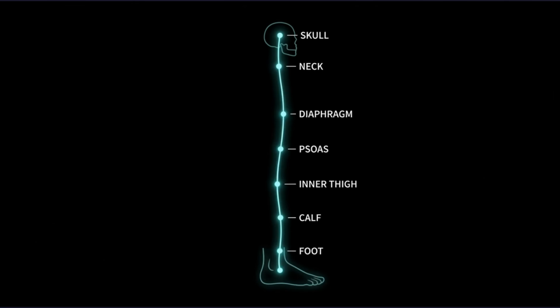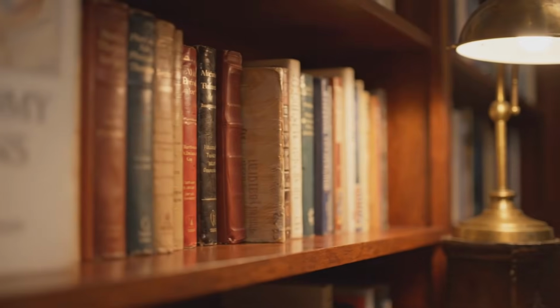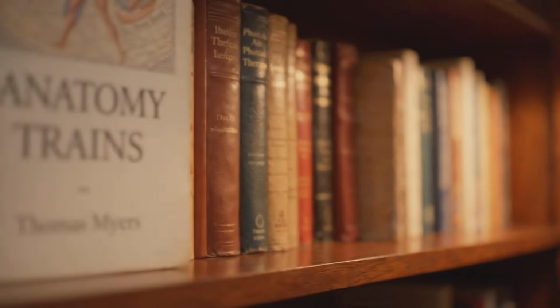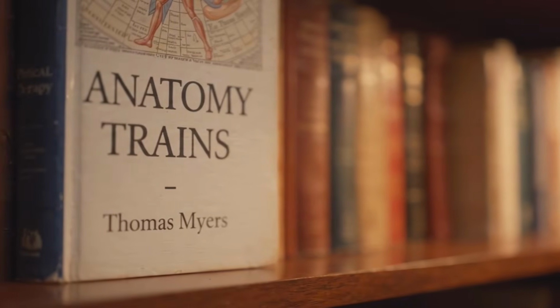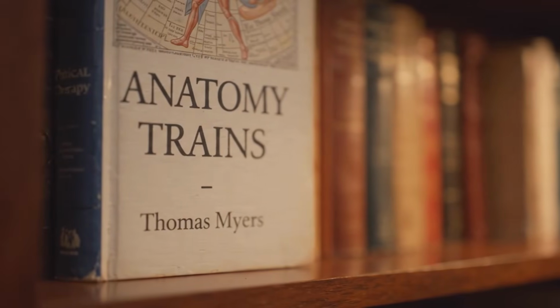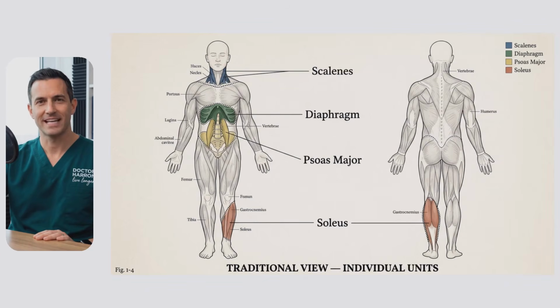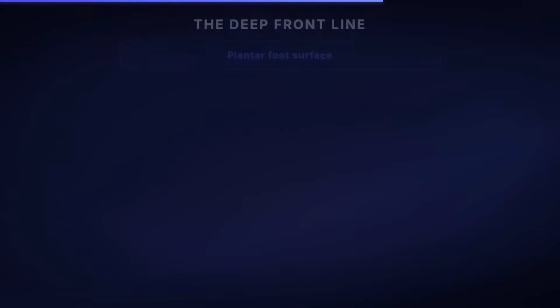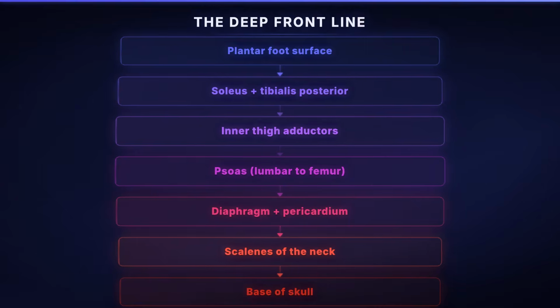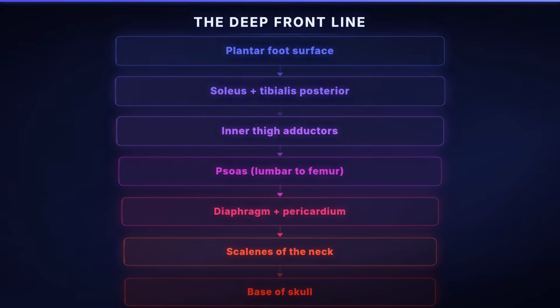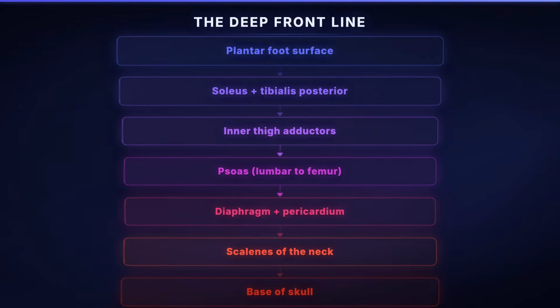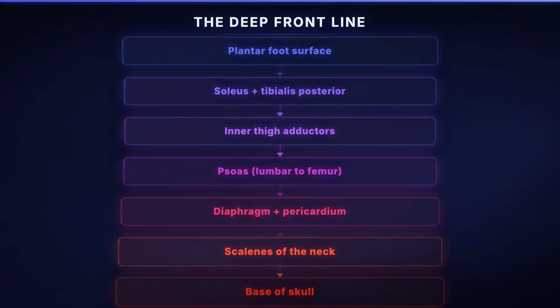Here is where the mechanism lives. Thomas Myers, who mapped fascial continuities in a system he calls anatomy trains, identified a structure called the deep front line. Most anatomy education treats muscles as individual units. The soleus does this, the psoas does that, the diaphragm does this other thing. Myers' contribution was demonstrating that these muscles are connected by continuous fascial sheaths that transmit force across enormous distances.